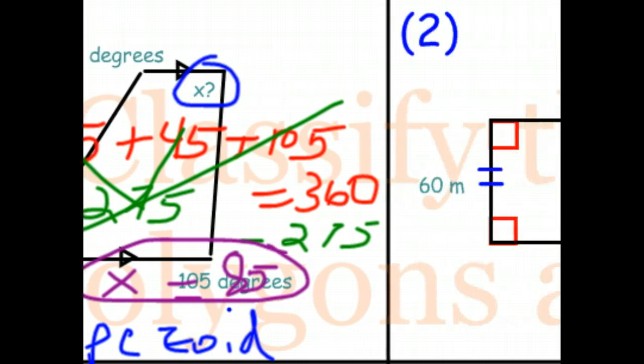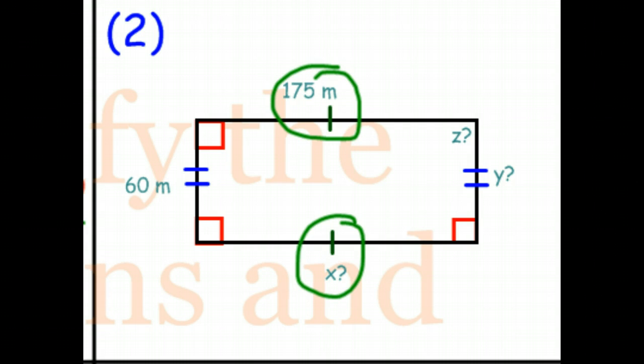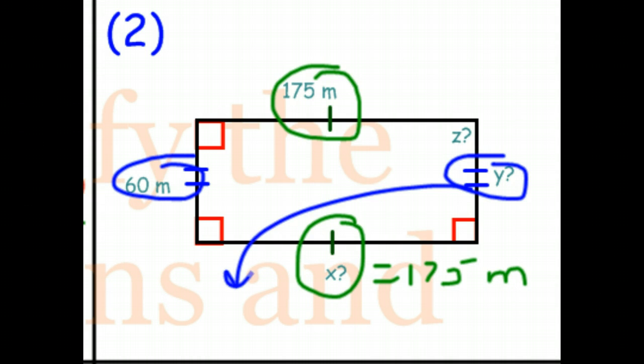Now, let's take a look at number 2. Number 2, we're looking for 3 different things here, x, y, and z. X and y are sides, z is the missing angle. Now we can see that there are marks on each of the sides that indicate the 2 sides are equal. The x side has a vertical green mark, which is the same as the side with 175 meters, so x is equal to 175 meters. Y has 2 blue horizontal marks, which is the same as the side with 60 meters. So y is 60 meters long.